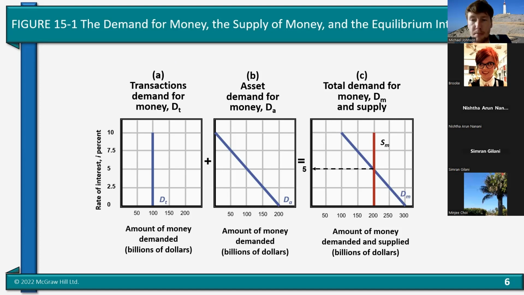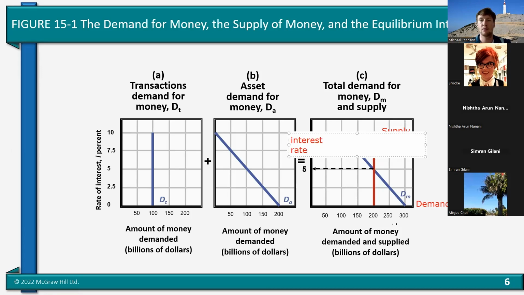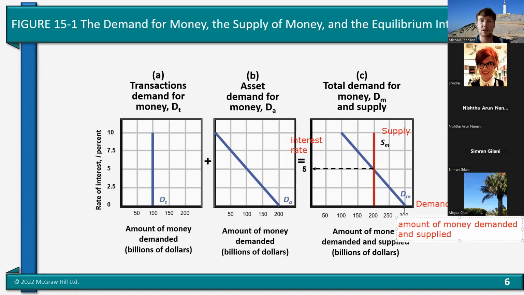So this is the graph for total demand for money and supply. The supply curve is the vertical one. So this is supply, this is the demand. The interest rate is on the y-axis, and the amount of money demanded and supplied is on the x-axis. So here, a 5% interest rate, $200 billion equilibrium quantity of money supply.